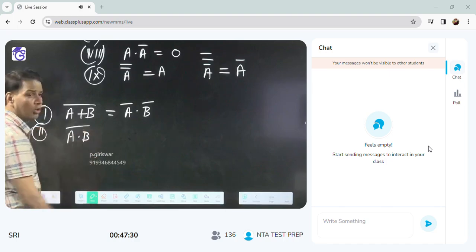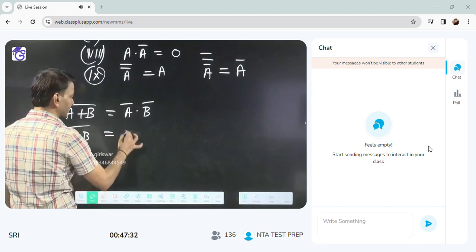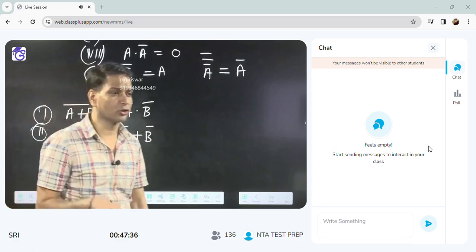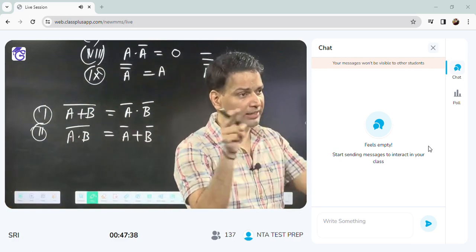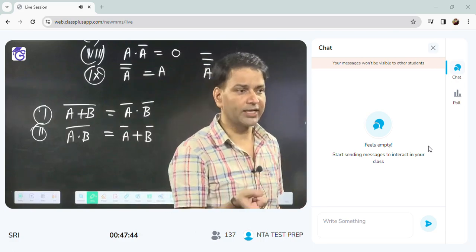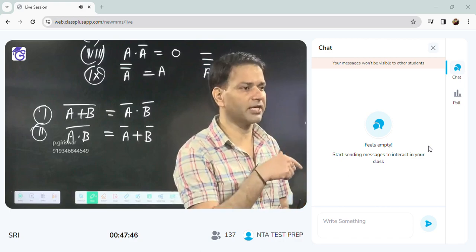A dot B whole bar, then again break the bar, change the sign. Then I will get what? A bar plus B bar. Okay. Reverse also you have to remember, when both are containing separate bar, but I need one bar, so join the bar, change the sign.